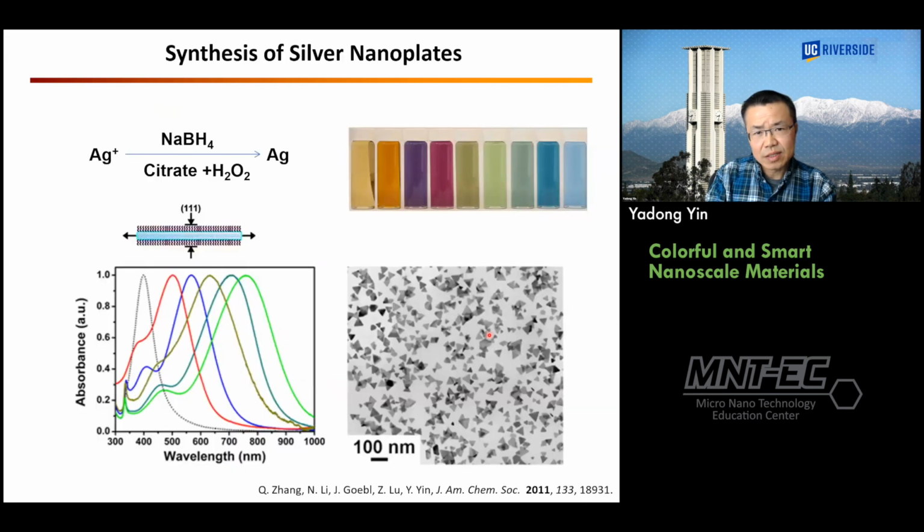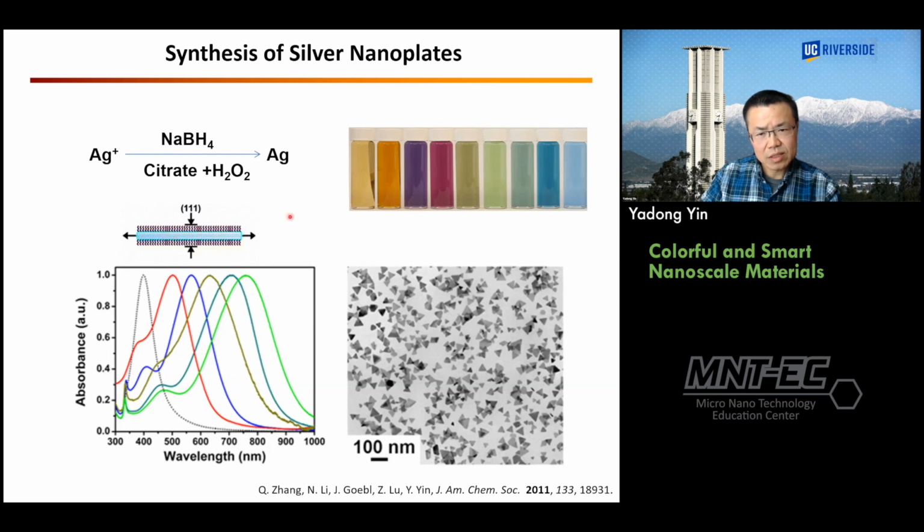Okay, and here's another example. This was published like 10 years ago in my lab. We use a very simple chemistry, silver nitrate. We reduce that by sodium borohydride. And these two are the key components. We have citrate as the so-called ligand, and that binds to the particle surface. And the H2O2 actually controls the nucleation. I don't want to go into too much detail, but by playing with chemistry, we can reduce the silver cation into metallic silver and make nanoparticles, and we can control their shape.